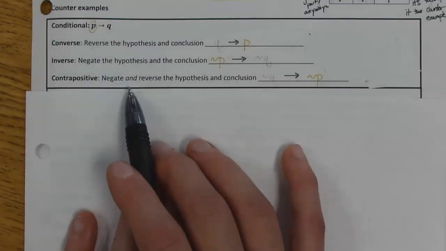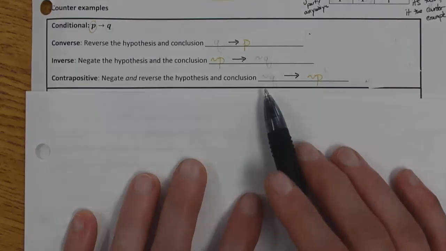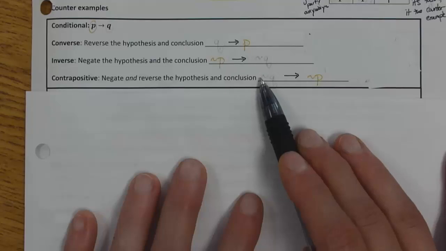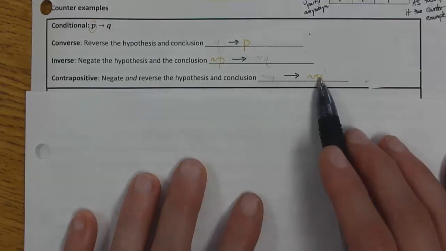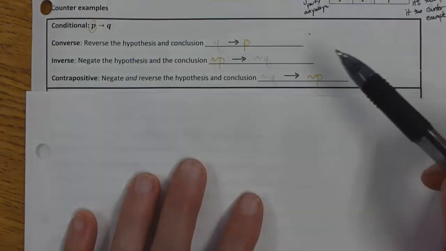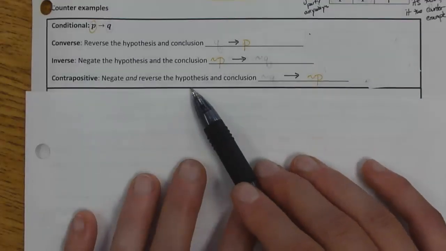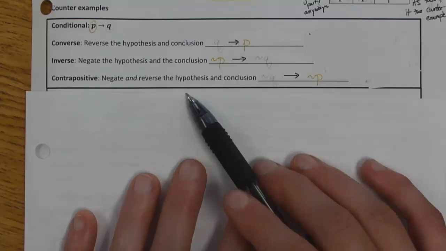Last but not least, we have what's called the contrapositive. This one is going to negate and reverse the hypothesis and the conclusion. In other words, it does both the converse and the inverse at the same time. So I'll have not Q implying not P. And in this case, we're going to see something like if I did not throw you a pizza party, then you did not all get A's on the quiz.